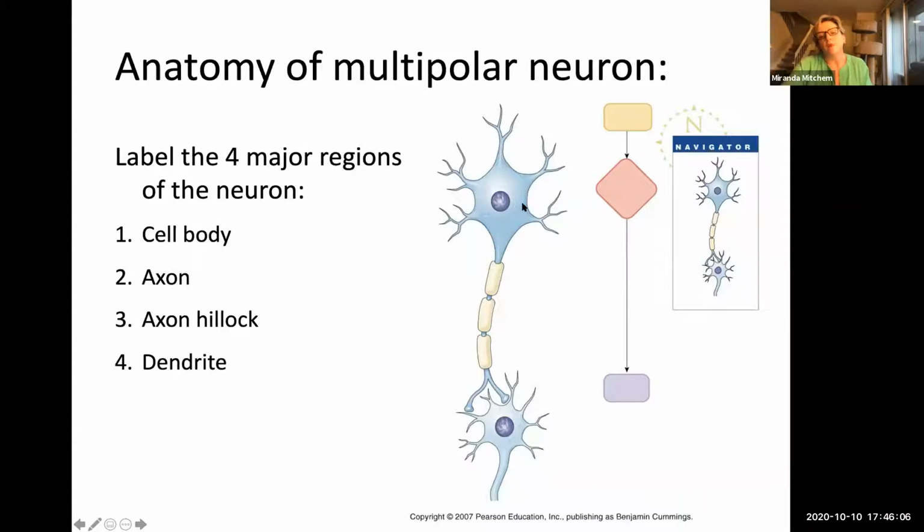But then the cell responds by sending a message out the axon down to the axon terminals into the presynaptic cleft. That's the area in between the first cell and then the receiving cell, where it's then picked up by the receiving cell's dendrites. So as we follow the progression of colors, you can match it up with the navigator here that is used throughout all the figures in the textbook.